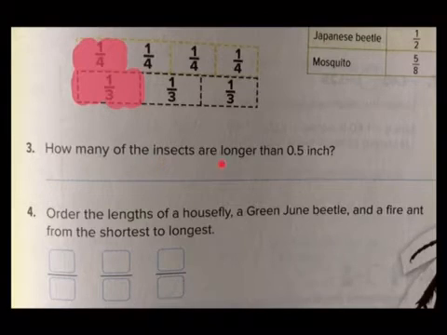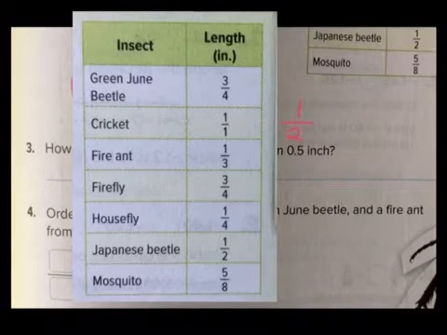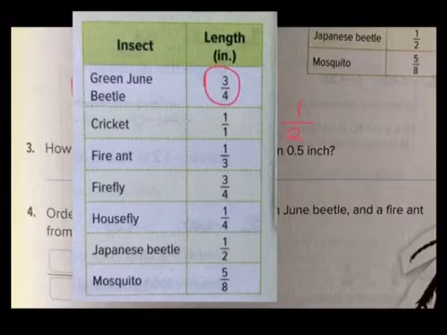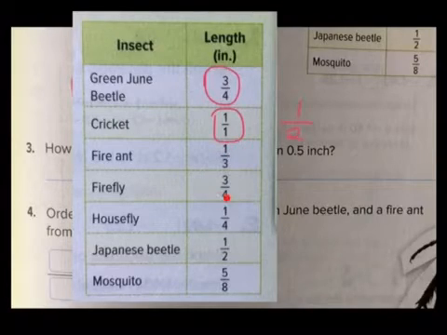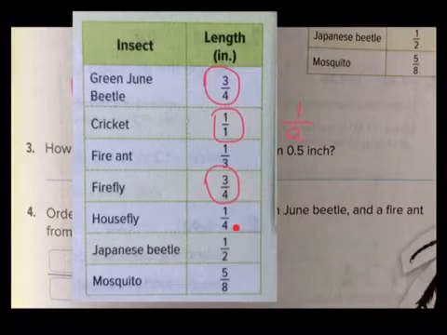How many of the insects are longer than 0.5 inches, than half an inch? How many are longer than half? So 3/4. Half of 4 is 2. Is this bigger than 2? Yes, so this is bigger than half. Half of 1, this is a whole, so that's bigger than half. What's half of 3? 1.5. This is less than 1.5, so not that one. Half of 4 is 2. Remember, we're looking for what's bigger than half. So 3/4 is also bigger. 1/4 is not, because half of 4 is 2.